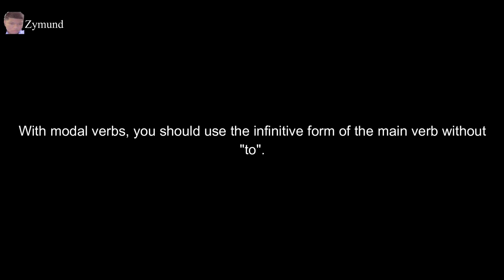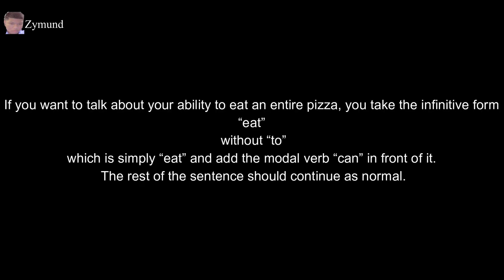You should use the infinitive form of the main verb without to. So, if you want to talk about your ability to eat an entire pizza, you take the infinitive form eat without to, which is simply eat, and add the modal verb can in front of it. The rest of the sentence continues as normal. So, for example, I can eat an entire pizza.